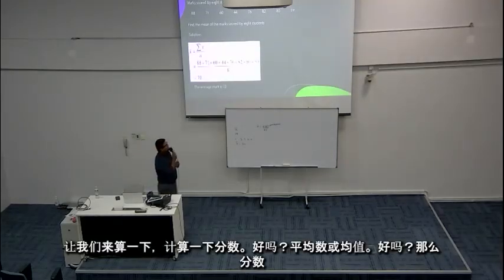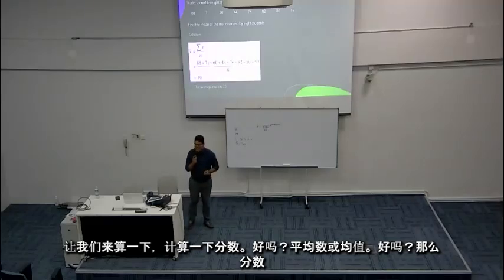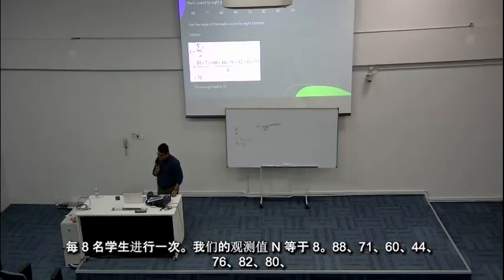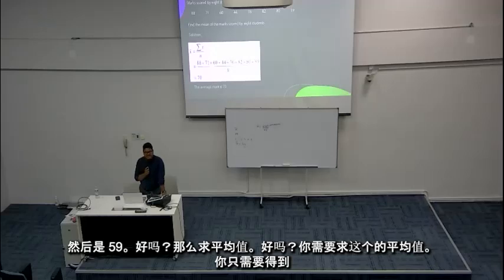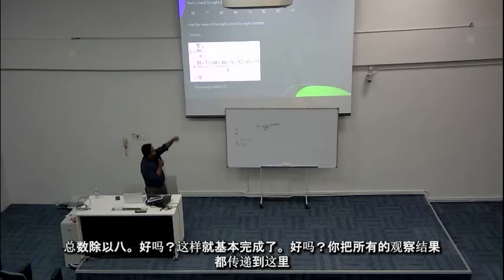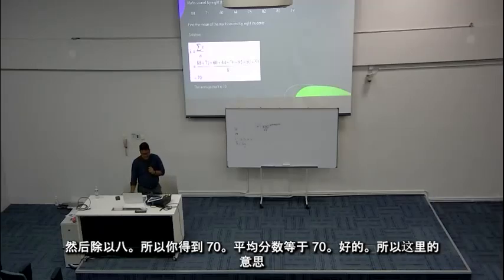Let us calculate the average, or the mean, of the marks. The marks scored by 8 students, so we have n equal to 8 observations: 88, 71, 60, 44, 76, 82, 80, and then 59. Find the mean. You just get the total divided by 8. This one is basic. You add all the observations and then divide by 8. So you get 70. The average mark is equal to 70.